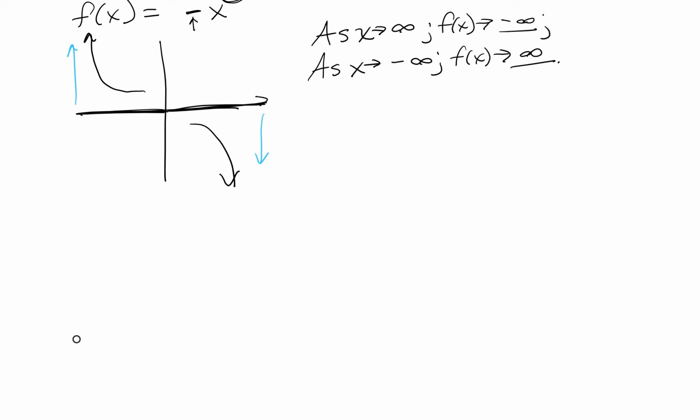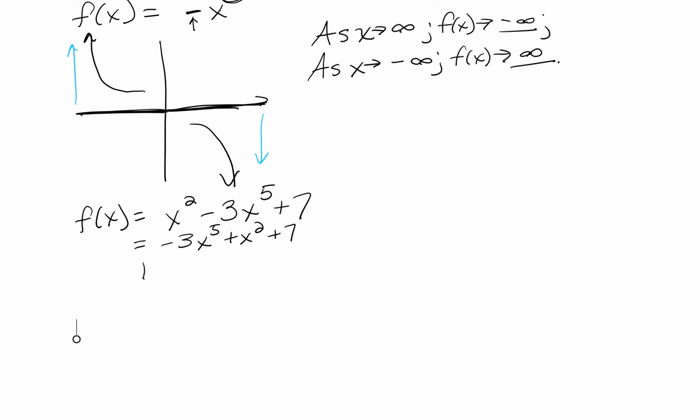So let's do a couple examples, and that will be it for this video. Let's just do a couple with the odd. Let's say we have x squared minus 3x to the 5th plus 7. One thing we have to remember is that anytime you're given a function in standard form, which means we have these terms and it's not factored, we have to write it in descending order first, or at least that's helpful. So our descending order is negative 3x to the 5th plus x squared plus 7. And our leading term here would be that negative 3x to the 5th.